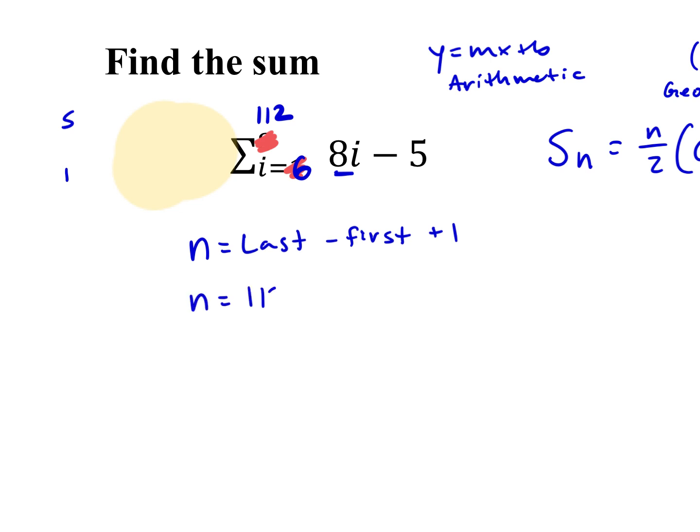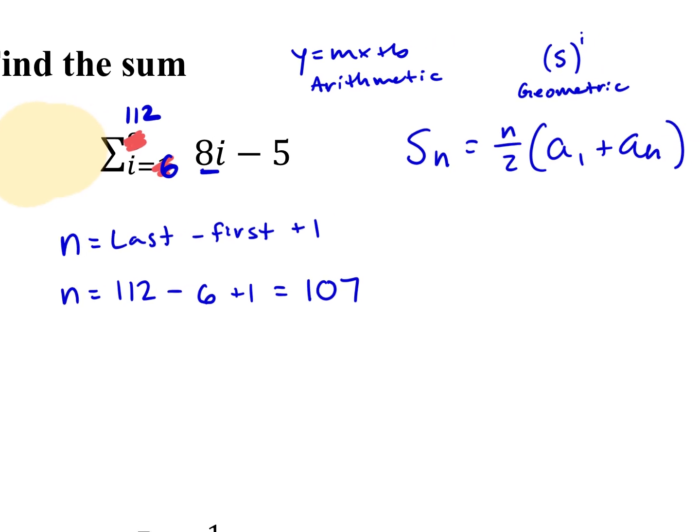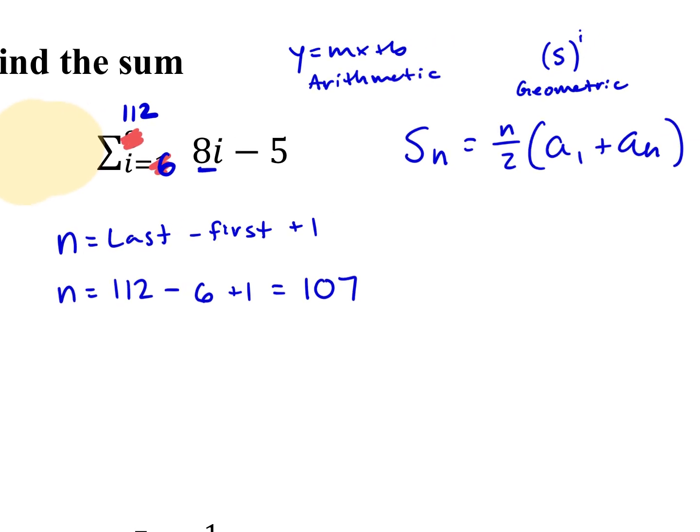So this would be 112 minus 6 plus 1. That would be 107. So n is 107. We have 107 terms here. If you want to count, you can count from 6 to 112. The numbers will be like this on the quiz, so it'll take you a while to count. You probably won't have time for that.